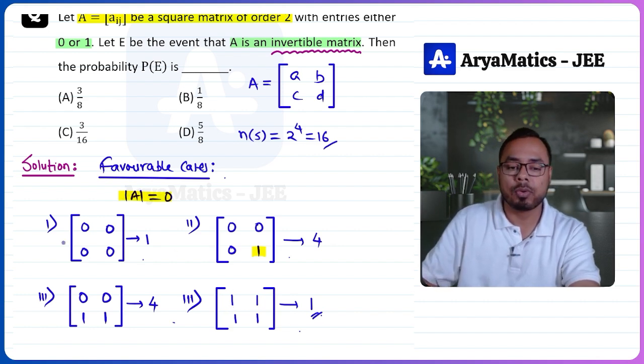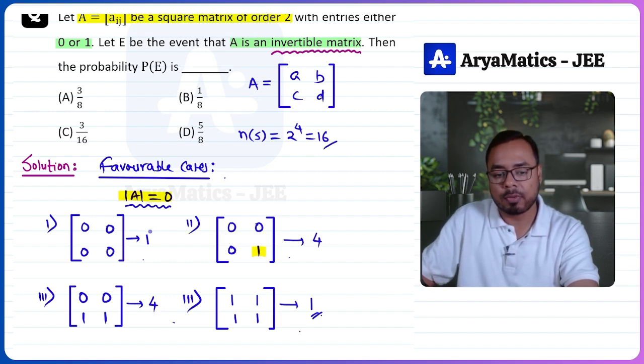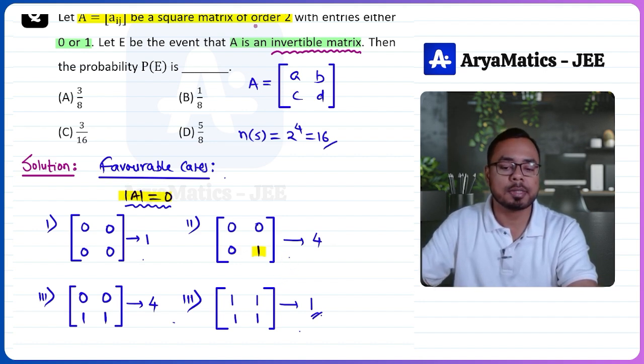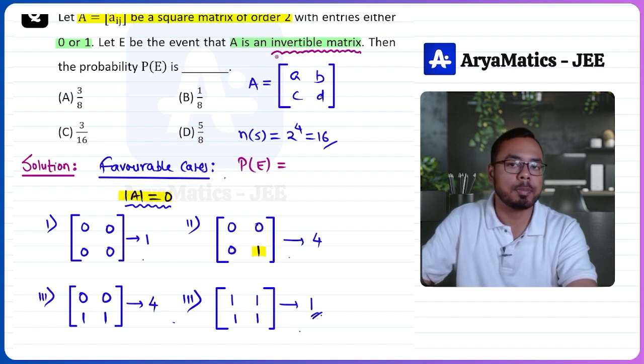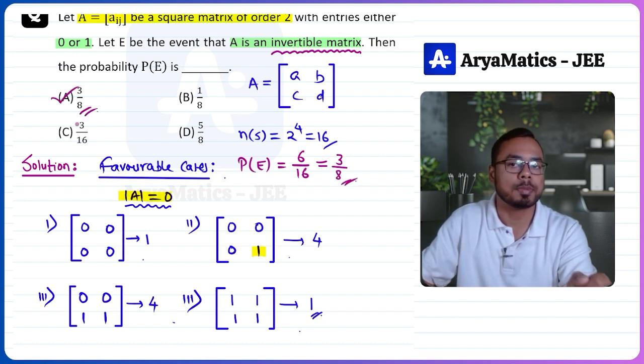So if we talk about the total number of matrices with determinant 0, clearly you can see that 1 plus 4 plus 4 plus another 1, so there are 10 matrices whose determinant is 0. That means for the remaining 6 matrices, the determinant will be non-zero. And therefore the probability of this event E, that a randomly selected matrix will be invertible, will be 6 by 16, or 3 by 8. And hence the correct answer will be option E.